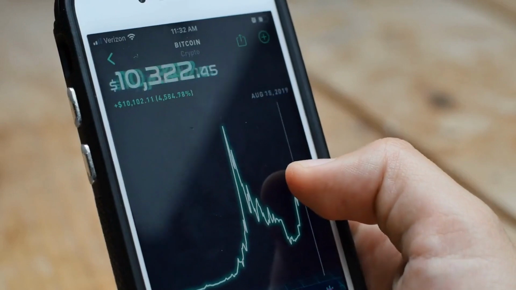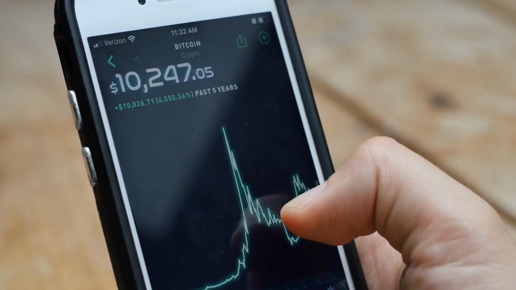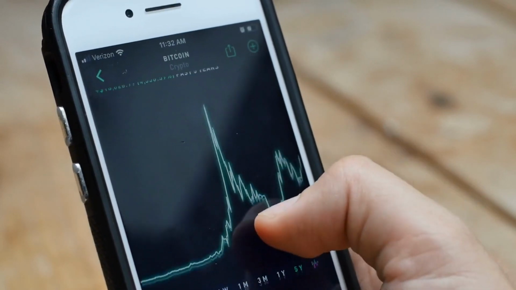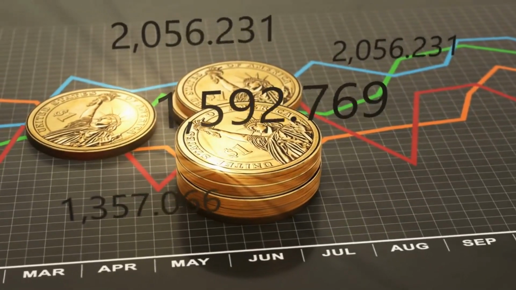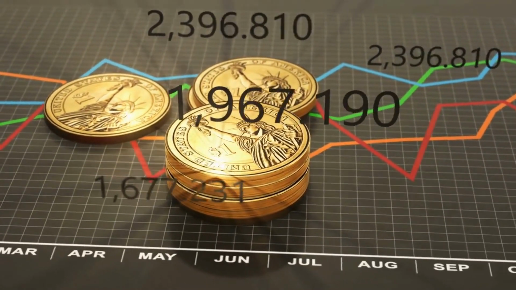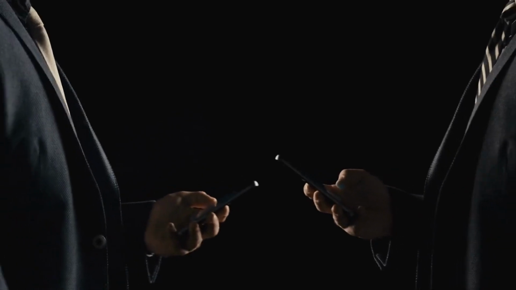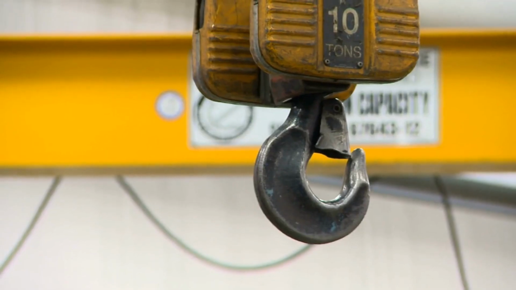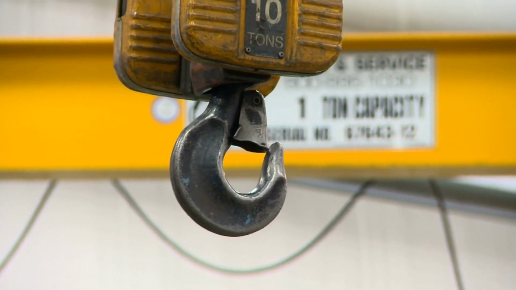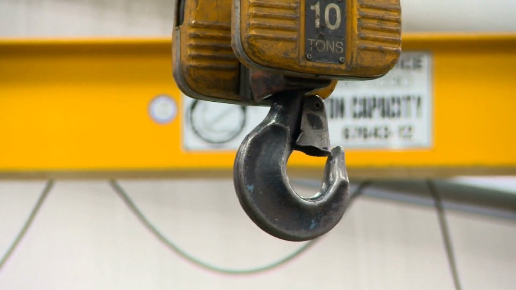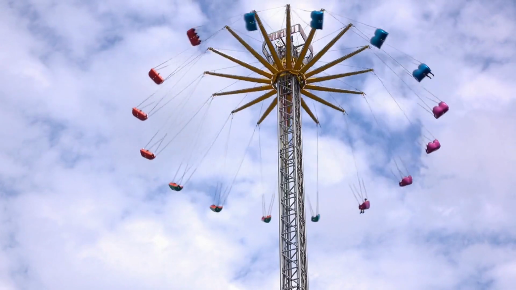Cryptocurrencies. Cryptocurrencies like Bitcoin and Ethereum have become increasingly popular in recent years. They are decentralized digital currencies that use blockchain technology to facilitate secure transactions. Cryptocurrencies are highly volatile and can experience significant price swings, making them a high-risk investment.